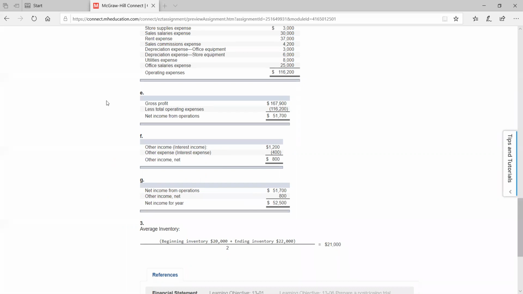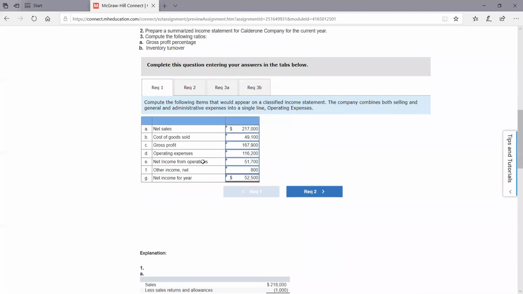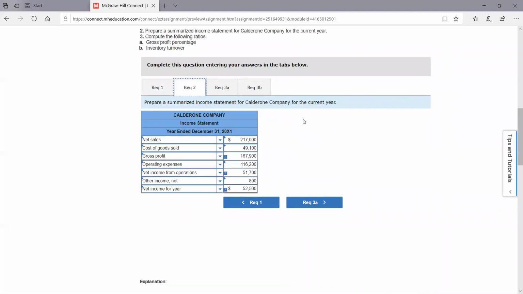So it's kind of strange on this one how they have you piece it together, but that's how you get these individual numbers. As you can see right here, here's your income statement, just like the previous one. Alrighty.